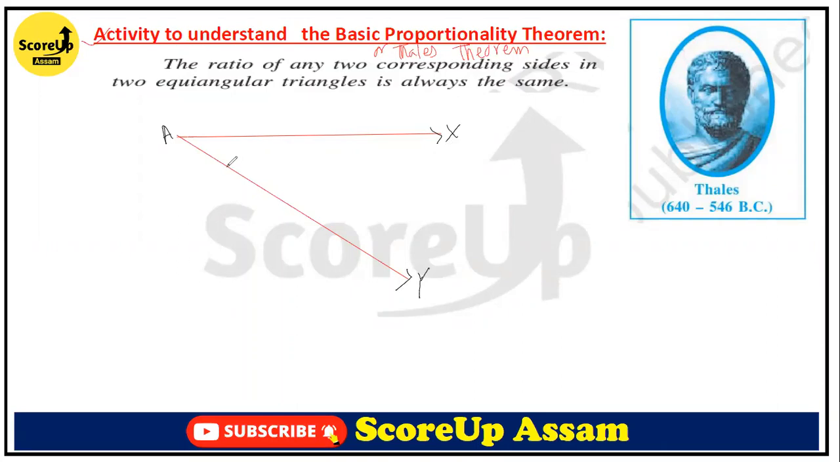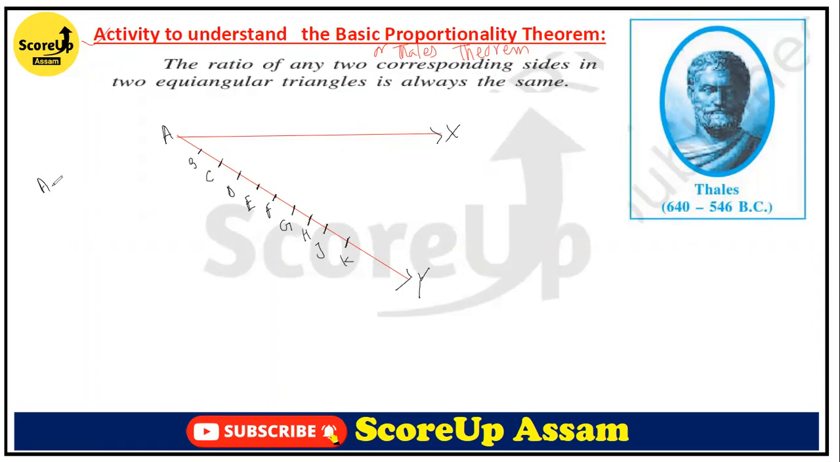Now we will mark a Y line in such a way that all the units are equal. Suppose this is one, suppose this is B, this is C, this is D, this is E, this is F, and this is G, this is H, J, K.